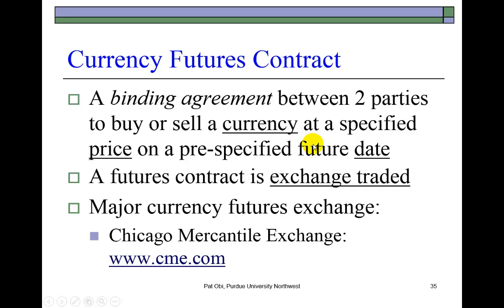Now, there are some important differences, one of which is that futures contracts are exchange traded. So you're going to have to go to a physical exchange like the Chicago Mercantile Exchange, for example, to trade in the futures market. Forward market, regardless of what the underlying asset is, is non-exchange traded. It's a direct transaction between the two parties.